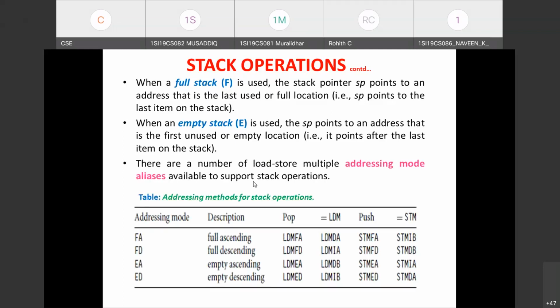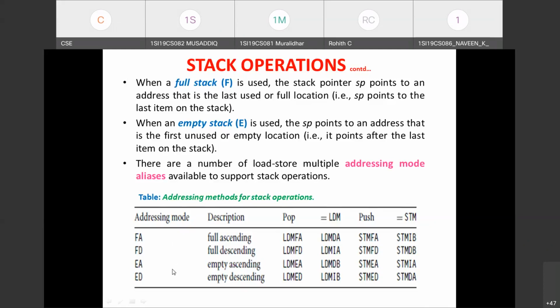And actually these are the load store multiple addressing mode aliases we say for supporting the stack operations, meaning increment after, increment before, decrement after, decrement before. These four addressing modes for multiple register transfer we have already seen. Another name for the same operations you are finding with respect to stack operations. That's why we say aliases. So these are the addressing modes for stack operations supported.